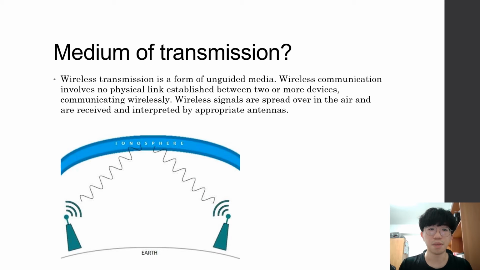What is the medium of transmission in Wi-Fi? Wireless transmission is a form of unguided medium. Wireless communication involves no physical link established between two or more devices. Communicating wirelessly, wireless signals are spread over in the air and are received and intercepted by appropriate antennas.